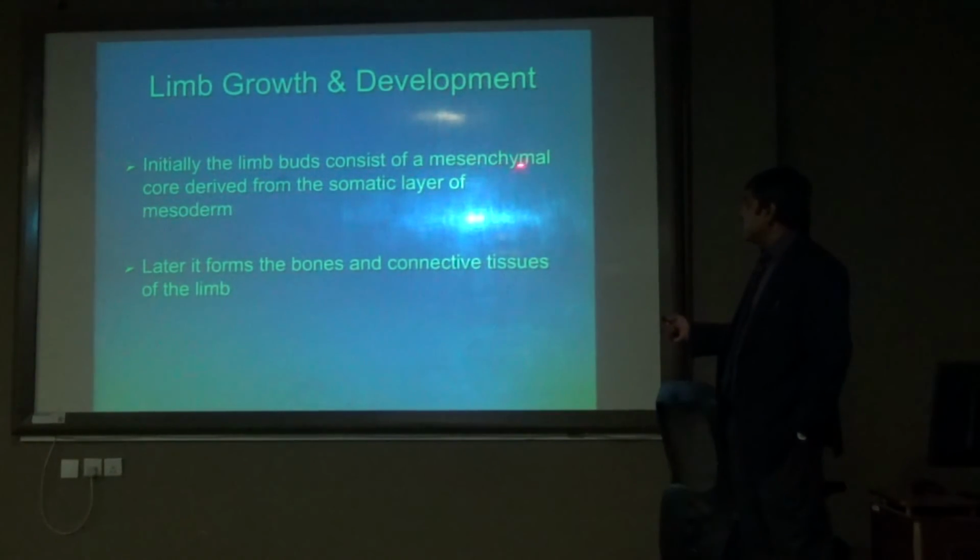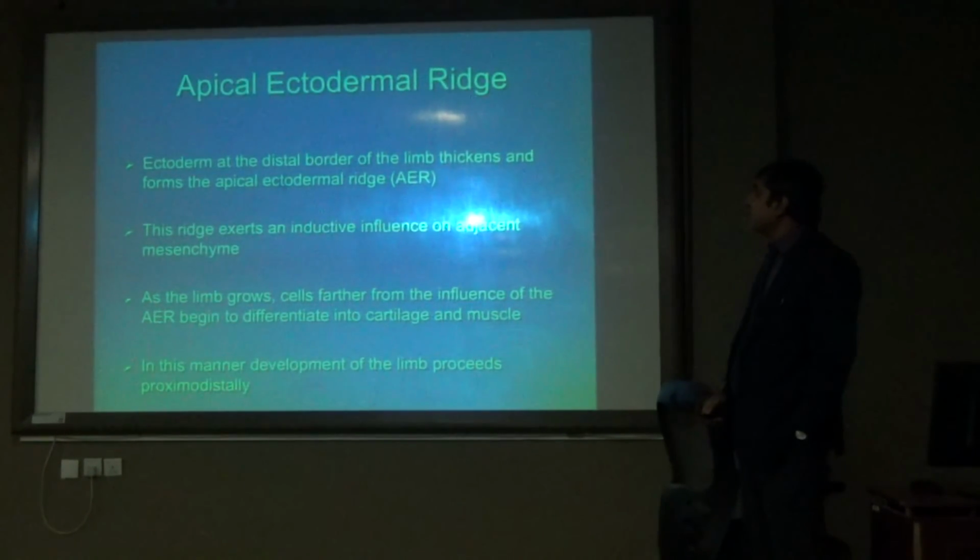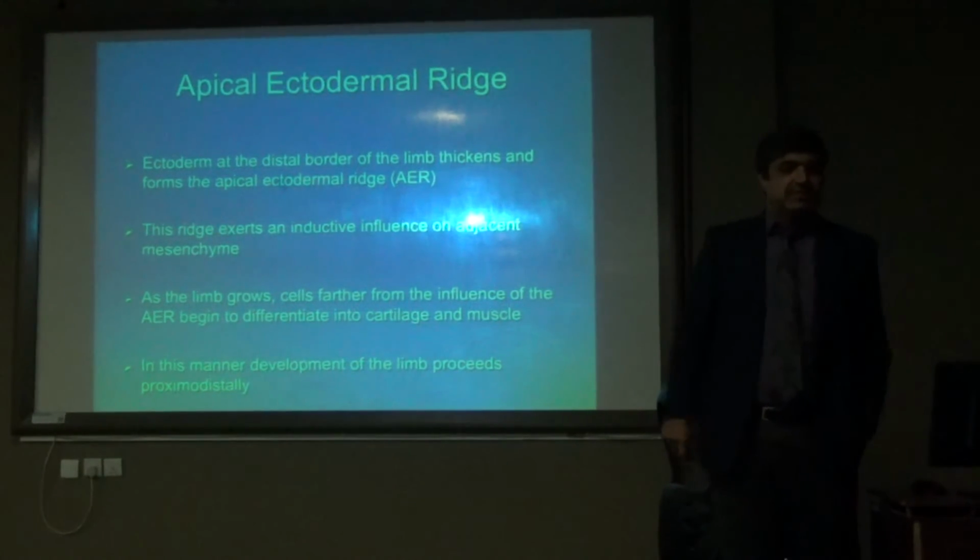Initially, the limb buds consist of a connective tissue core derived from the somatic layer of the mesoderm. Later, it forms the bones and connective tissue, nothing important. Apical ectodermal ridge.